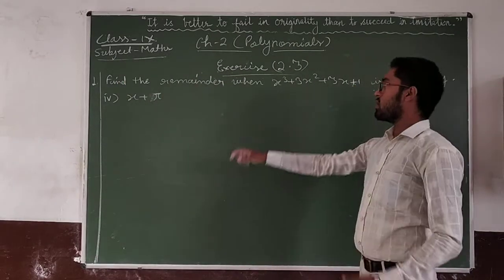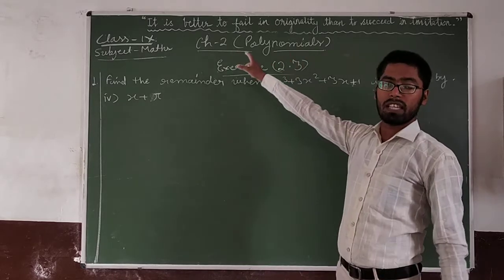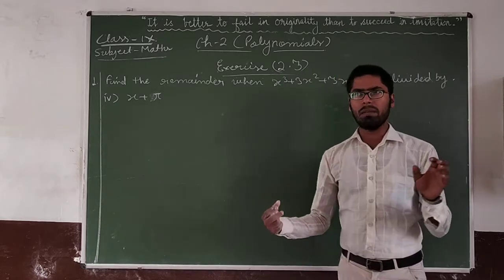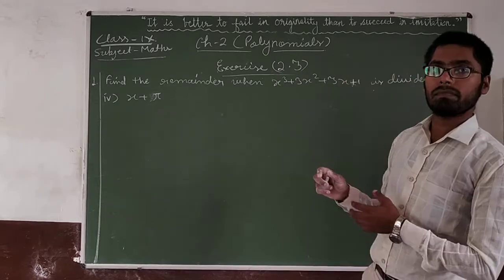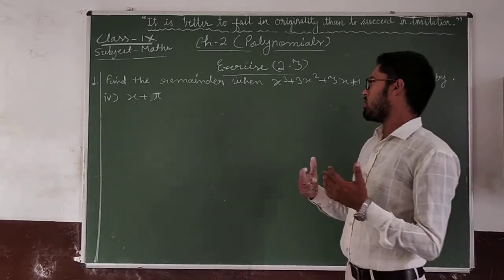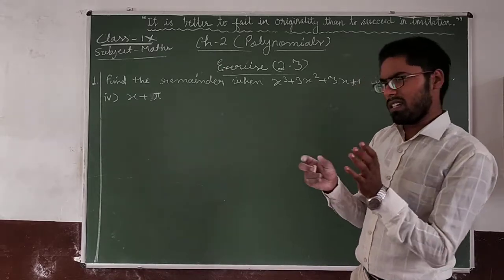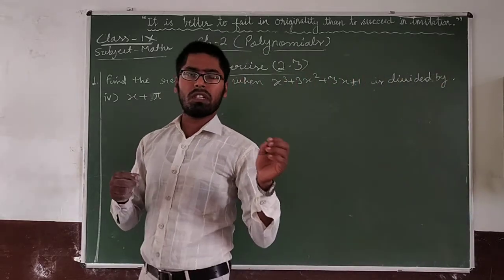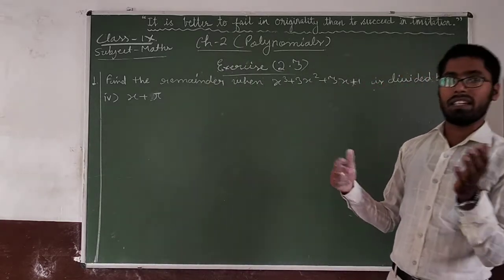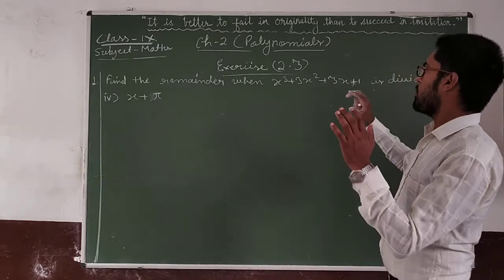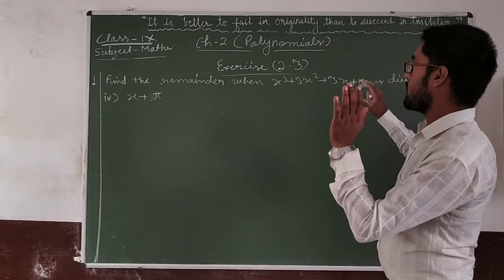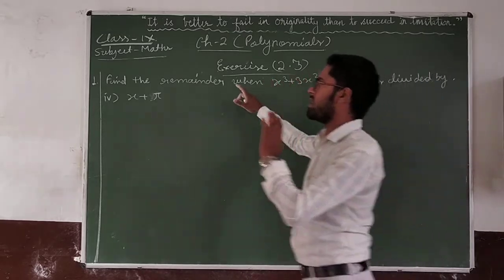Today I am going to start your next exercise 2.3 from chapter 2, polynomials. In this exercise there is a theorem, and the name of that theorem is the remainder theorem. The remainder theorem says: dividend is equal to quotient into divisor plus remainder. I have explained only the formula, and now I am going to directly explain exercise 2.3.